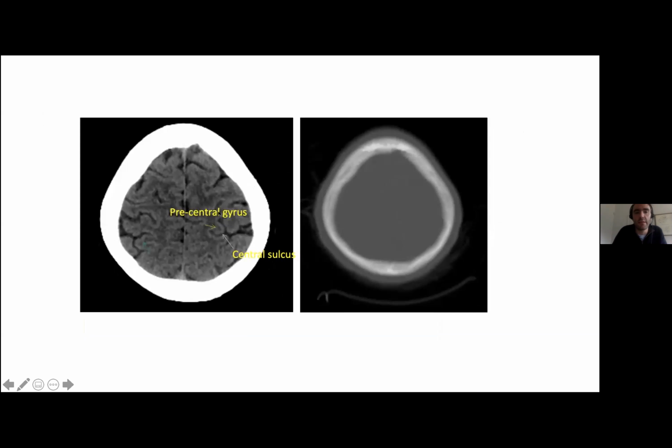This is quite a nice thing. If you're ever looking at your neuro-oncology scans and you want to see where the Rolandic region is, or the pre-central and the post-central gyrus, this is called the omega sign, and it delineates the central sulcus. You see the pre-central gyrus looks like an omega sign. We used to talk about that.